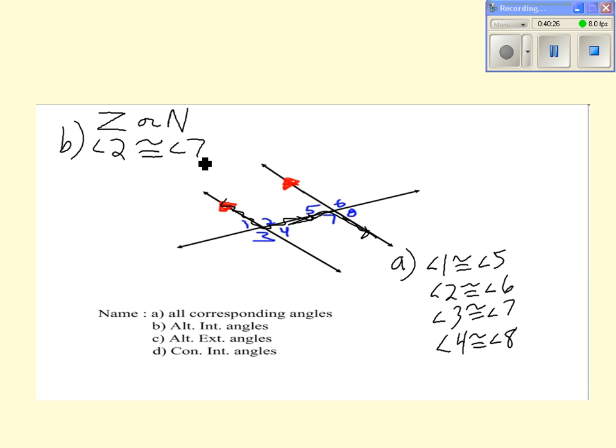What's the other pair of alternate interior angles? 5 and 4, 4 and 5, whichever way you want to say it. So we know that they're congruent.